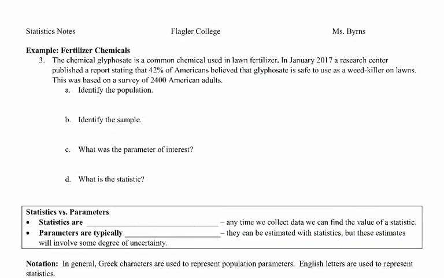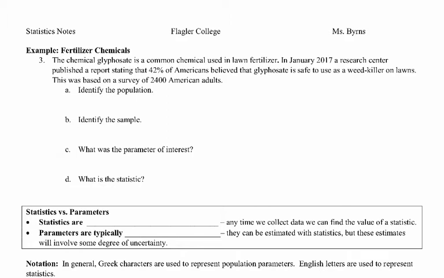Okay, so a quick example here. The chemical glyphosate is a common chemical used in lawn fertilizer. In January of 2017, a research center published a report stating that 42% of Americans believe that glyphosate is safe to use as a weed killer on lawns. This was based on a survey of 2,400 American adults.